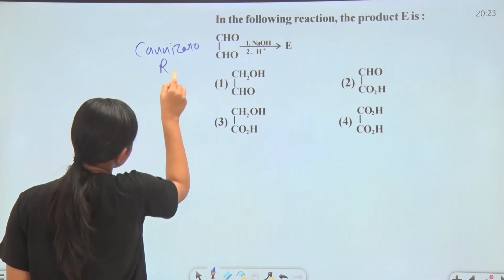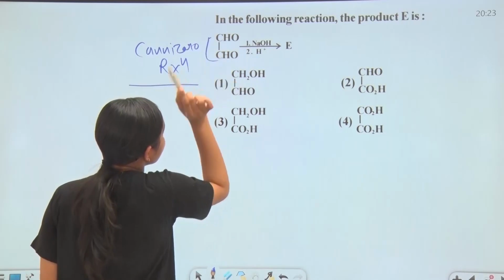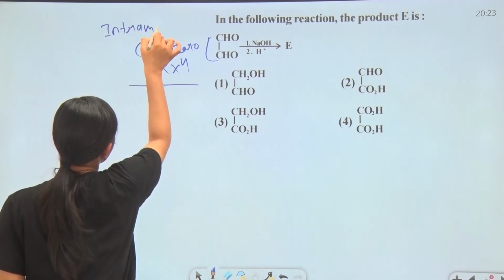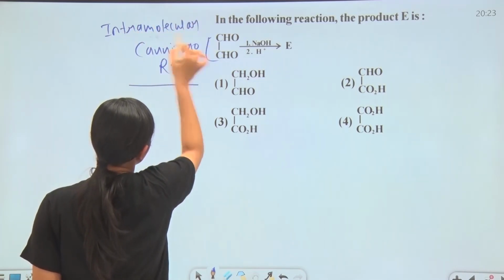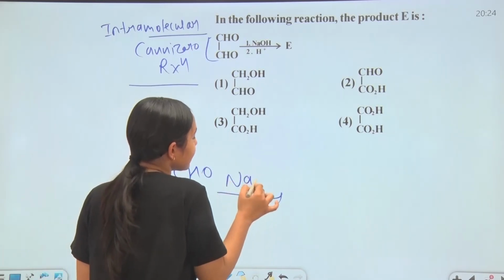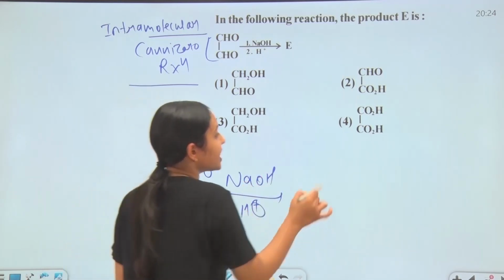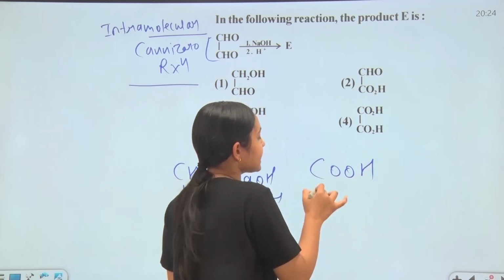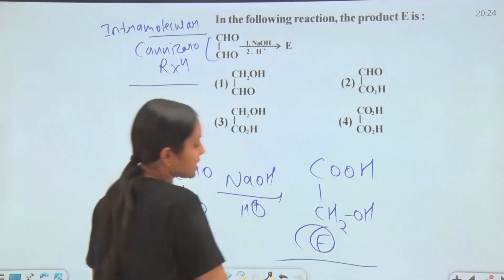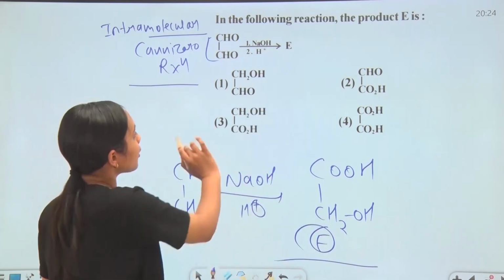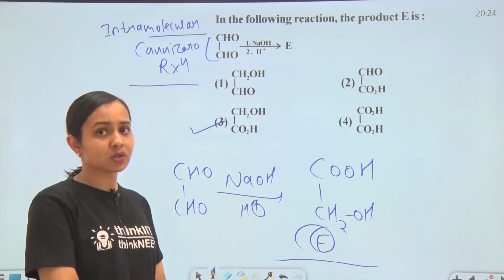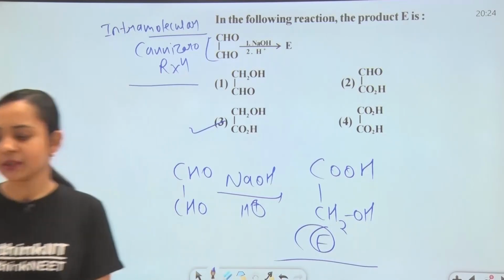This compound contains 2 carbonyl groups, so basically it will be an intramolecular Cannizzaro reaction. In the intramolecular Cannizzaro reaction, one aldehyde group will be oxidized into carboxylic acid, and the second will be reduced into alcohol. So it will be our major product E of this reaction sequence, right? Now student, you can see option 3 is the correct answer, because the compound is symmetrical, so any CHO group can be oxidized and any one CHO group can be reduced. Thank you.